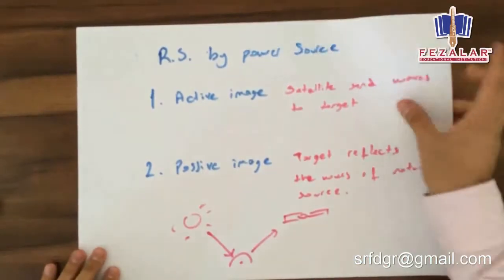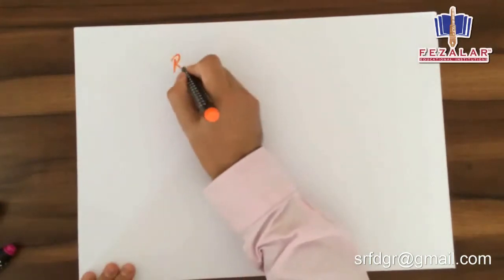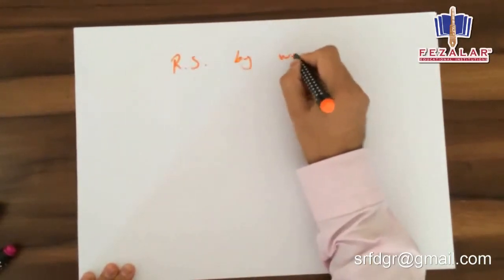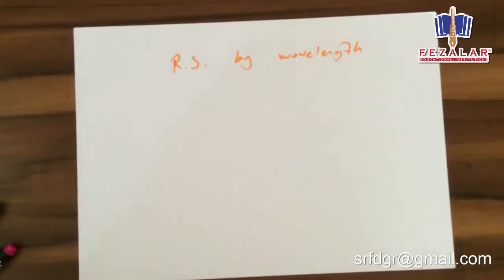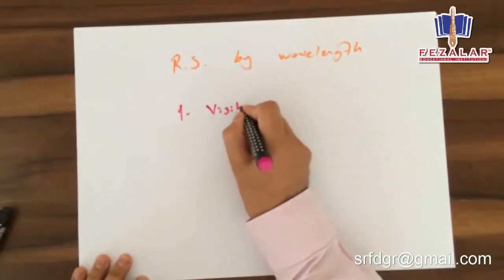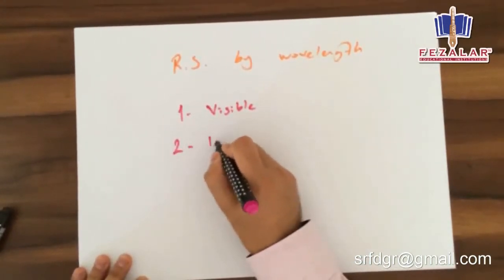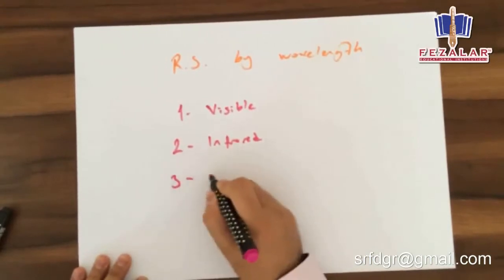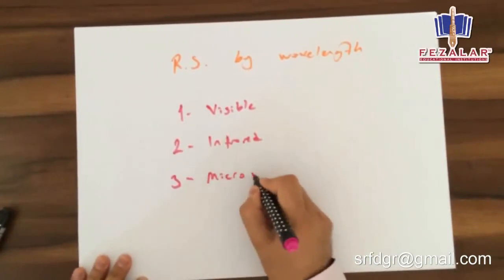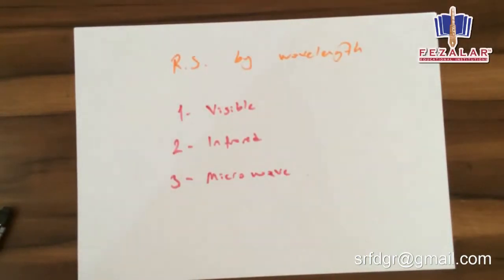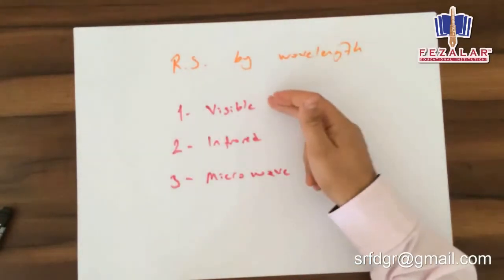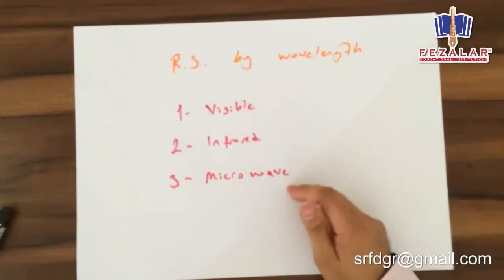And the second main part of remote sensing is remote sensing by wavelength. There are three things. What are they? The first one is the visible range, the second one is infrared, and the third one is microwave. The image of the target is picked up by wavelength, and there are three types: visible image, infrared image, and microwave image.